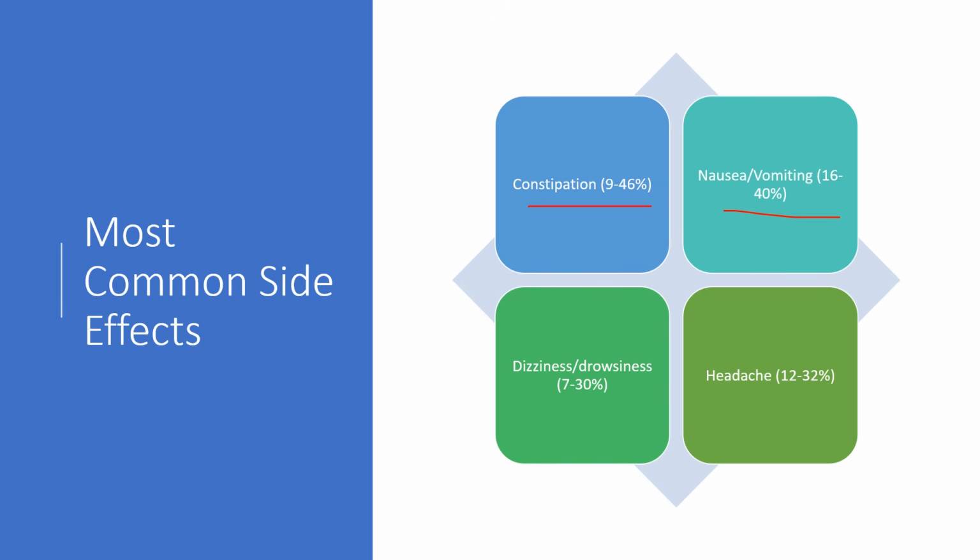Drowsiness can occur in 3 out of 10. We do have to be cautious about that. Very cautious if you need to do work or drive that requires alertness. You have to be careful there. Headache can occur in 12 to 32%.